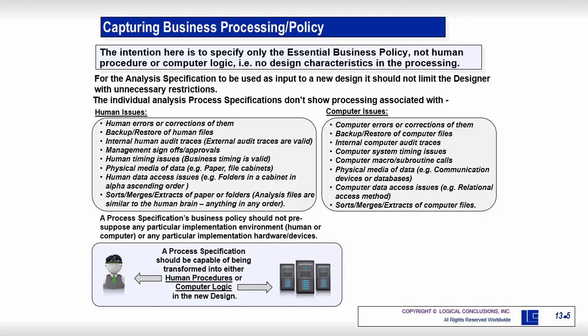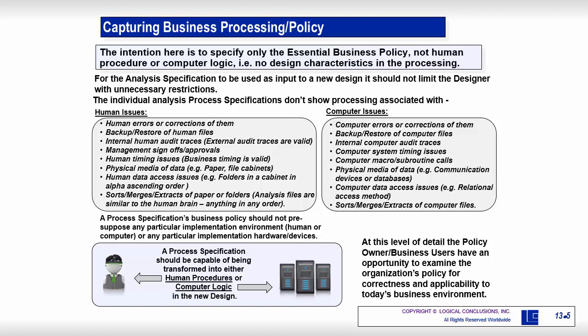A process specification's business policy should not presuppose any particular implementation environment, human or computer, or any particular implementation hardware or devices. I've shown a diagram on the lower part of this slide to indicate that having removed all of the design issues, our process specification should be capable of being transformed in the new design into either human procedures or computer logic. Be careful when extracting business policy from existing documentation, because at this level we may find the existing business policy is archaic. So it's at this level of detail that the policy owners and business users have an opportunity to examine the organization's policy for correctness and applicability to today's business environment.